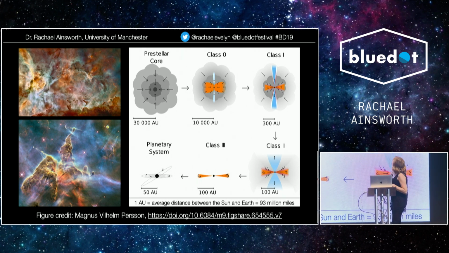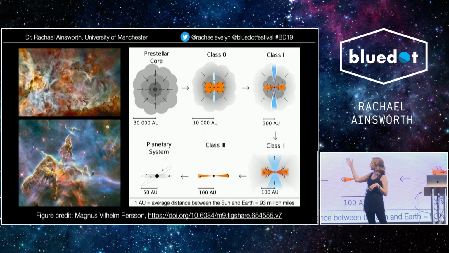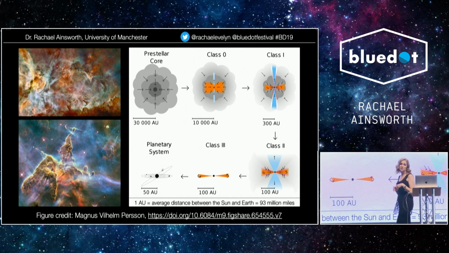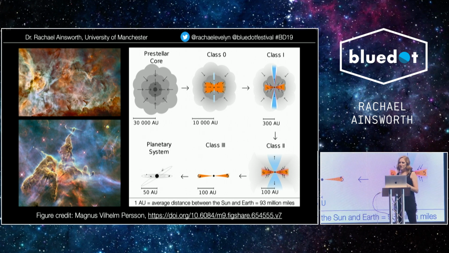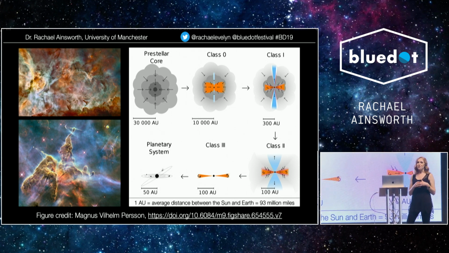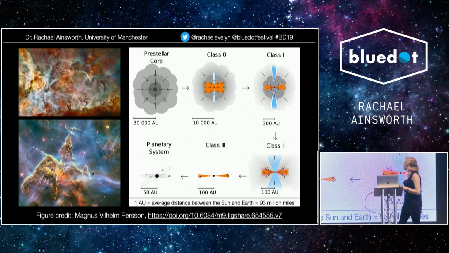These jets are very easy to see. Oftentimes, they're the first thing we see that indicates that there's a newborn star inside. However, there are still many questions about these jets. We still don't know exactly how they're launched, so it's still a very active area of research.